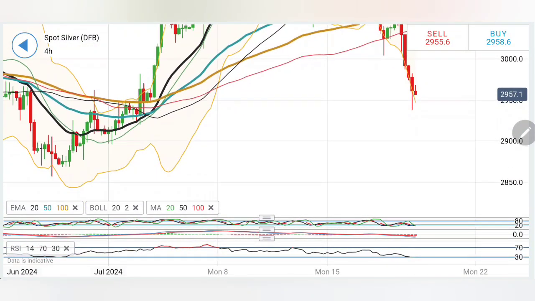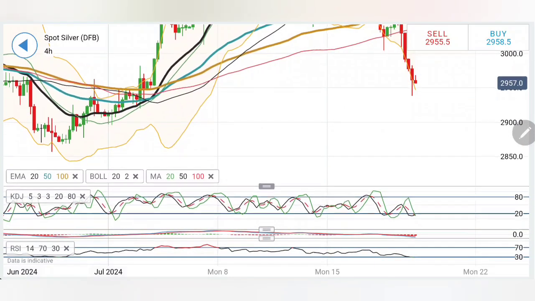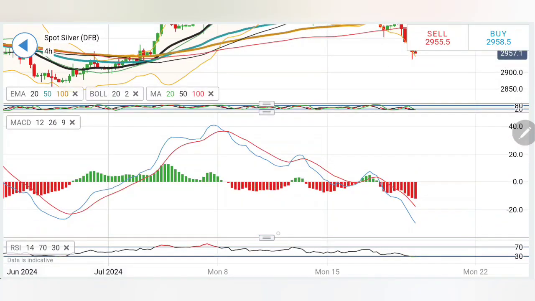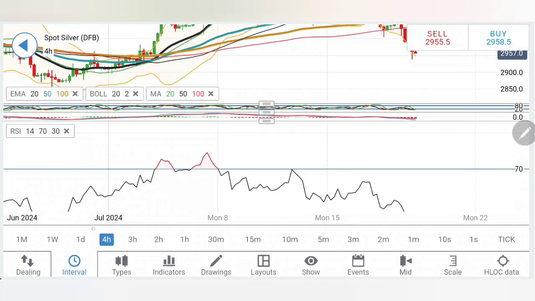Below 2940, we still have much downside available for silver. 2920 and $29 levels are the first support levels, and then it may try to move towards 2850, $28 levels very soon. Stochastic oversold, MACD bearish, RSI oversold here.